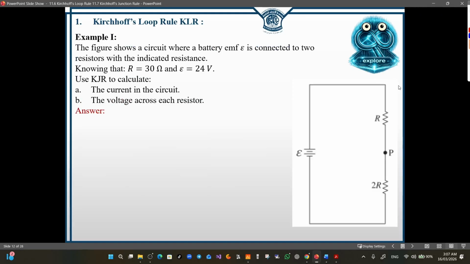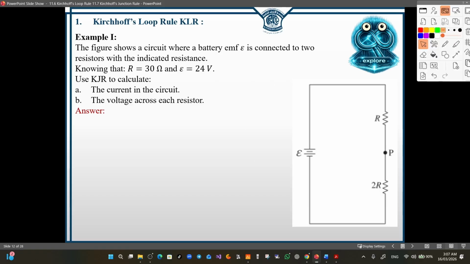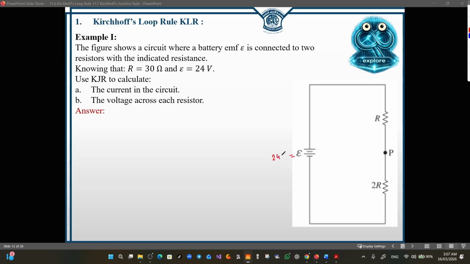Now let me solve some examples to clarify the technique. The figure shows a circuit where a battery EMF is connected to 2 resistors, knowing that R is 30 ohm and the electromotive force is 24 volts. The R here is 30, and the 2R here is 2 times 30, which means it's 60. Now, they want us to use Kirchhoff's rule to calculate the current in the circuit and the voltage across each resistor. So let's start with the first part. However, for the second part, I will use Ohm's law directly, no need to apply Kirchhoff's rule. We will apply Kirchhoff's rule only for the first part.